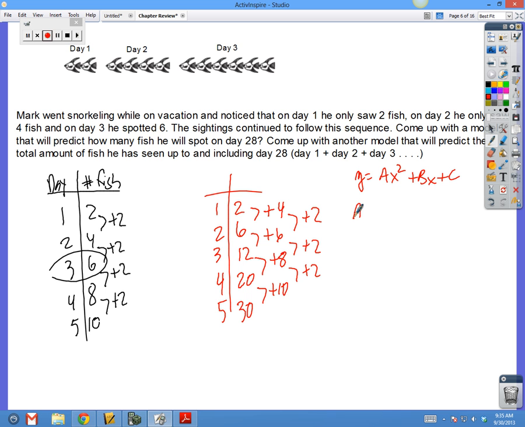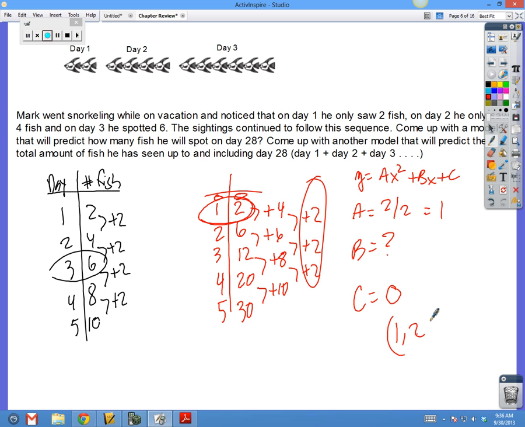I got to find a, which is the constant change divided by 2. So a is going to be 1. B, I don't know. C is going to be 0, because on day 0 he does not see any fish. So I'm going to now pick a pair. I'm going to pick 1 and 2. 1 is your x, 2 is your y.